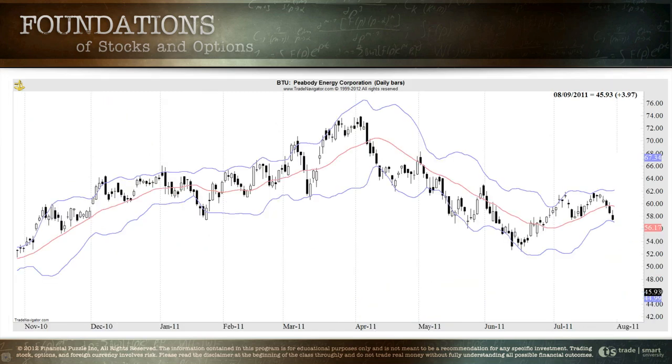Here's another one that's not quite as pronounced, but it's still very, very good in terms of the way it's set up. Notice that the bands are not squeezed together as tightly. Just take a look here. It's not quite as tight, but they are still squeezed together. The bands had contracted. And now watch the way that this one breaks out as we move to the right. Boom. And so in this case, we broke down.